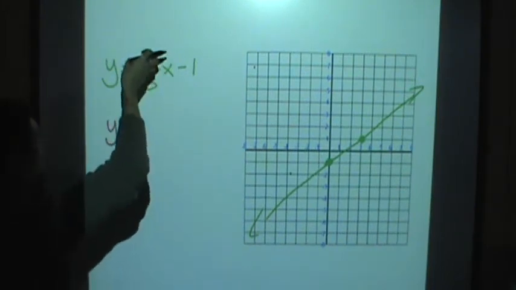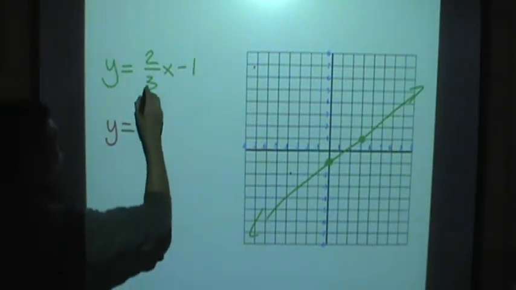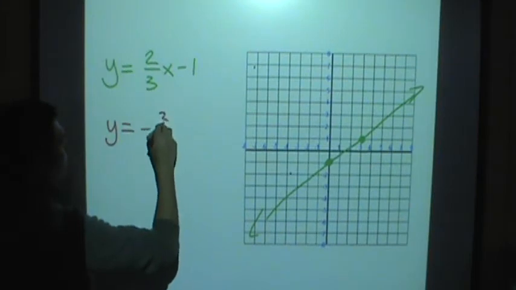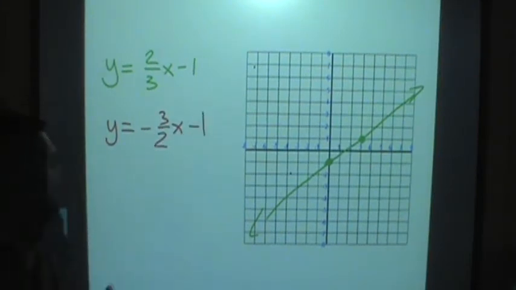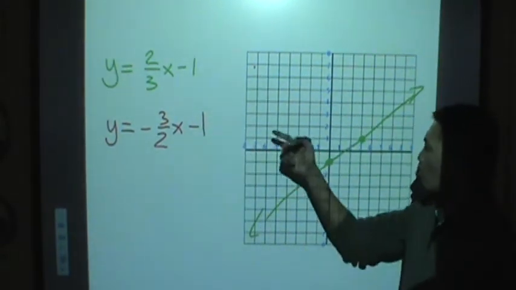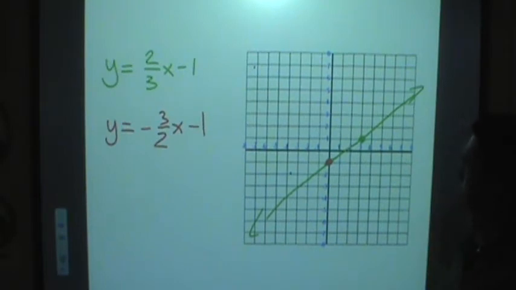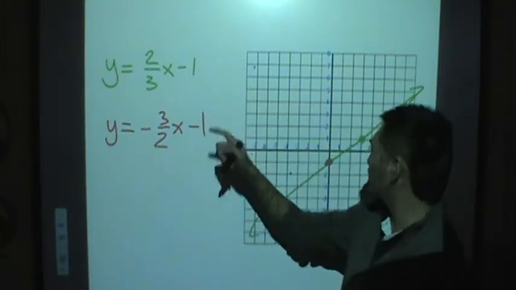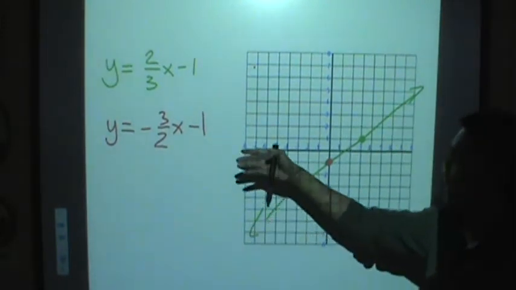Now how about if I flip the slope and I'll make it negative. So how about if I make it -3 over 2x minus 1. Again, start with the y-intercept. Y-intercept is -1, so we are starting at the same y-intercept, -1. But this time the slope is now a negative slope.